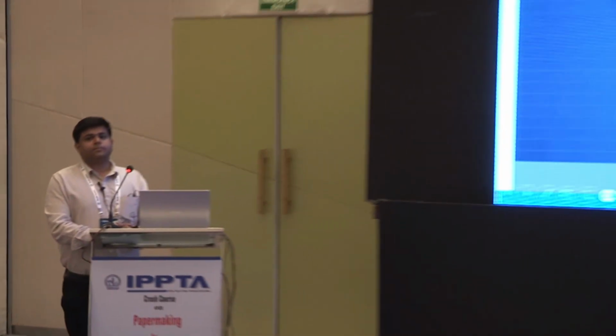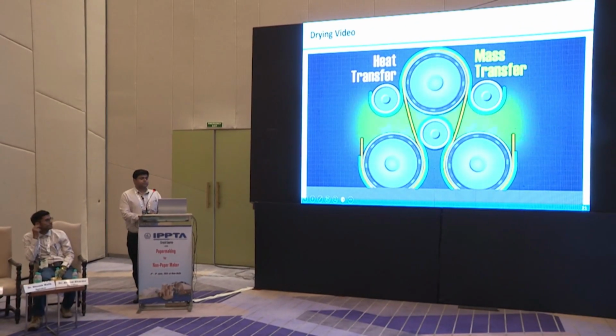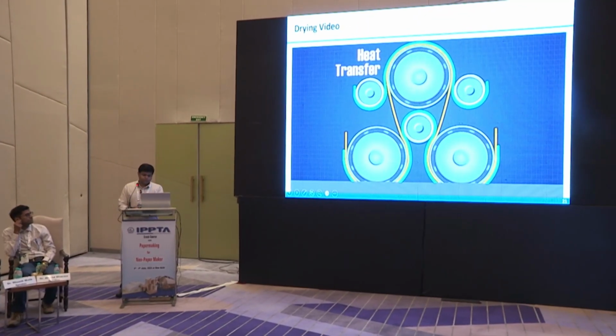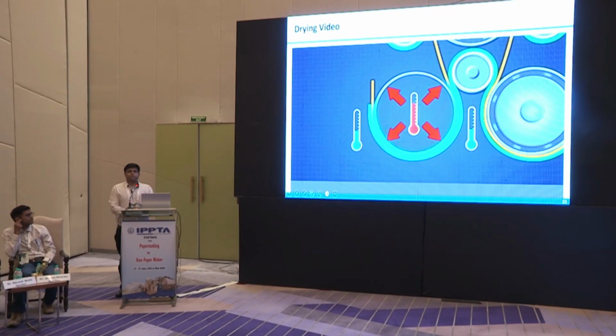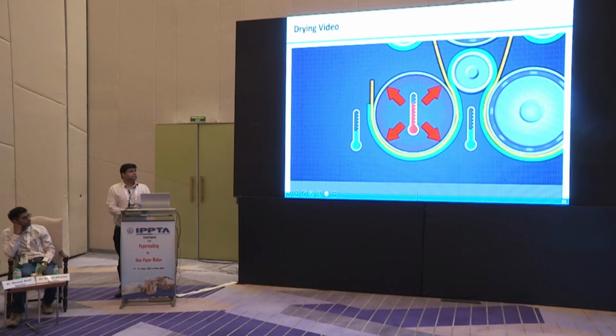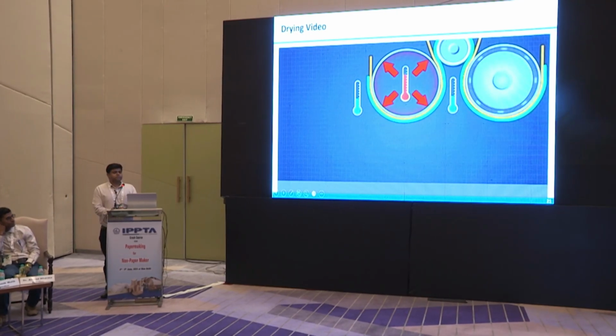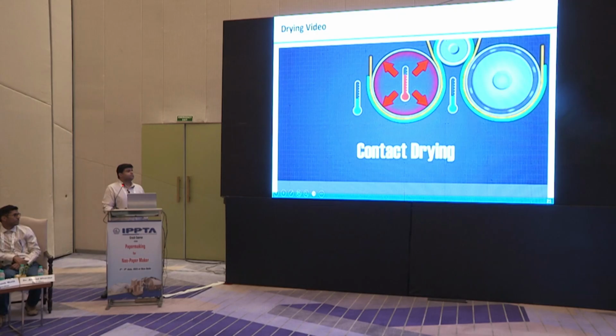On a paper or board machine, the drying process involves both heat transfer and mass transfer. Heat transfer is the movement of thermal energy due to a temperature difference. In multi-cylinder drying systems, the driving force for heat transfer is the temperature difference between the sheet and the dryer cans. This process is called contact drying because the sheet directly contacts the dryers.